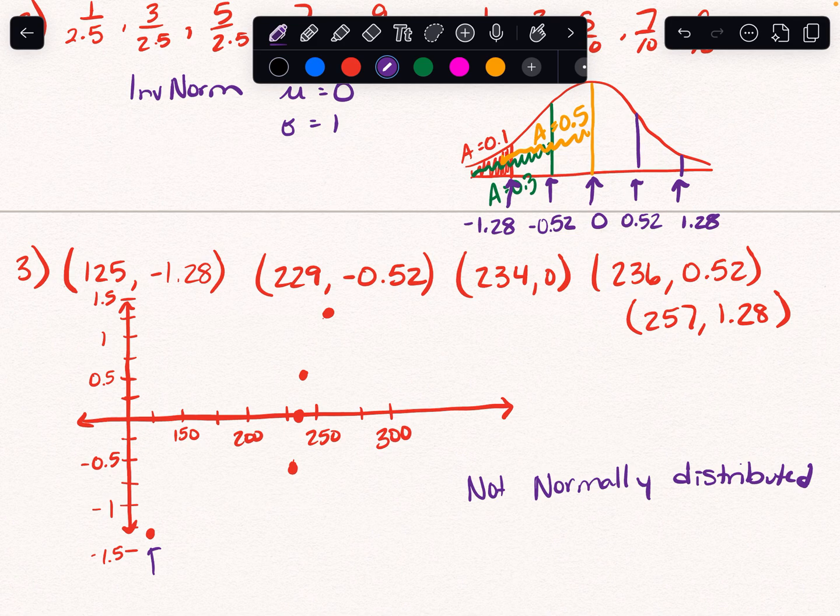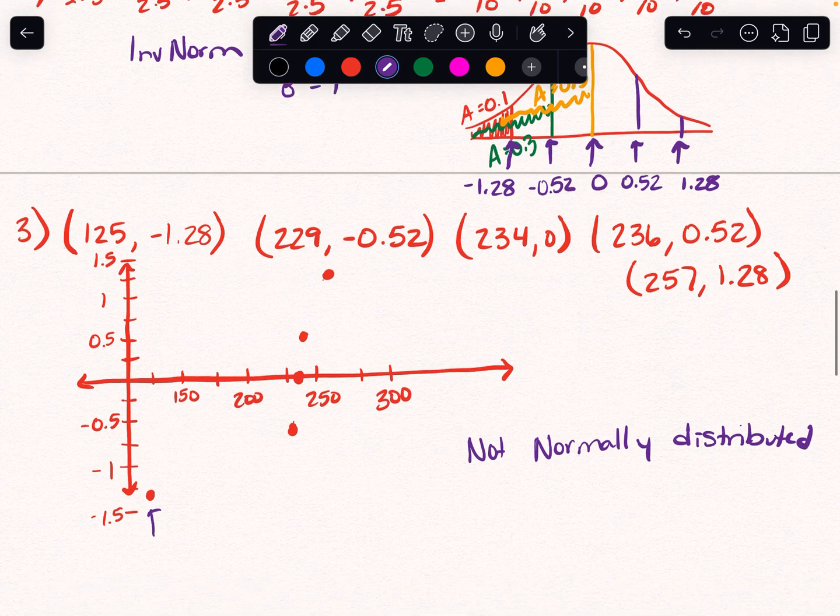So this, what we just graphed, that scatter plot, that's our normal quantile plot. And that's just telling me if it's normally distributed or not. And it doesn't appear to be a straight line, so it's not. And that's all we're doing today.